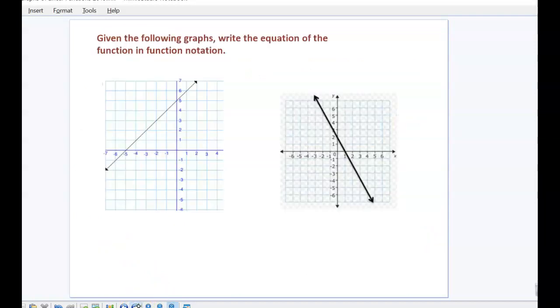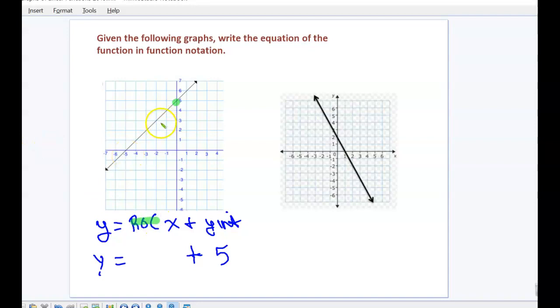Okay, now we are going to try to find the equation if we're given the graph. So we're going to work backwards. So again, remember we know our equation is going to be y equals whatever my rate of change is, x, plus my y-intercept. Well my y-intercept in this case is this point right here, which is plus 5. And to figure out my rate of change, I'm going to start at, say, this point, and I'm going over 2, and I'm going up 2. So 2 over 2 means my rate of change is 1. My equation, if I just write it, would be x plus 5.